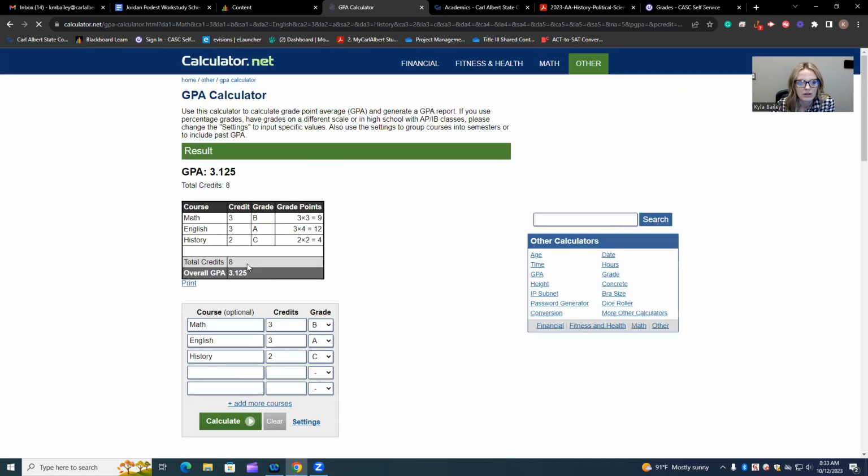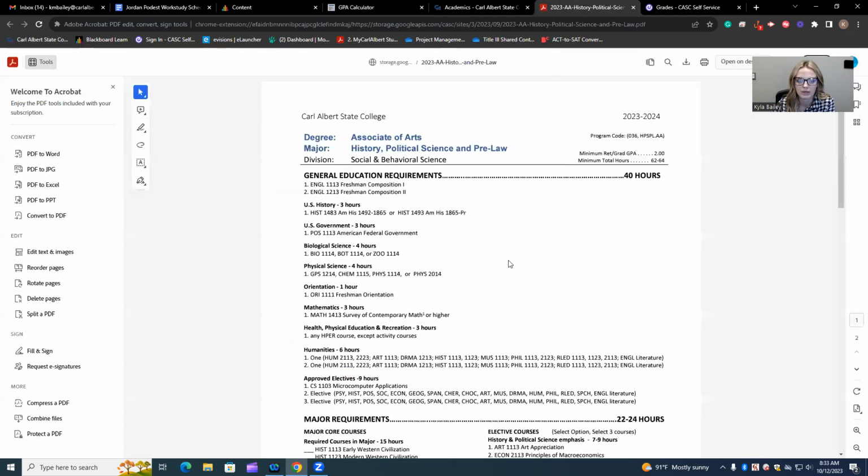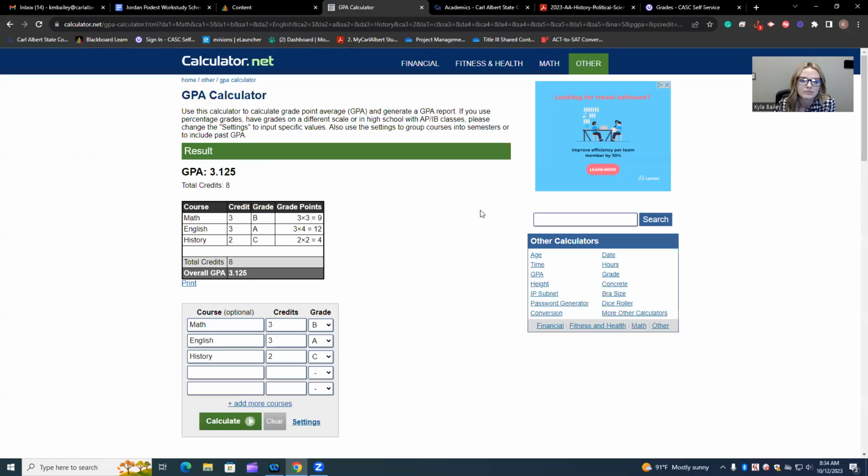You calculate, and it tells you right here what your GPA is and how many credit hours you're in. If you don't know how many credit hours the class you're in is worth, when you're looking at your grades in My Carl Albert, it will have the course ID. I've talked about this for a moment with you before. This is the course ID. The last number of the course ID is how many credit hours that class is worth. So English Freshman Comp 1 is 3 credit hours. So that's how you'll know that.